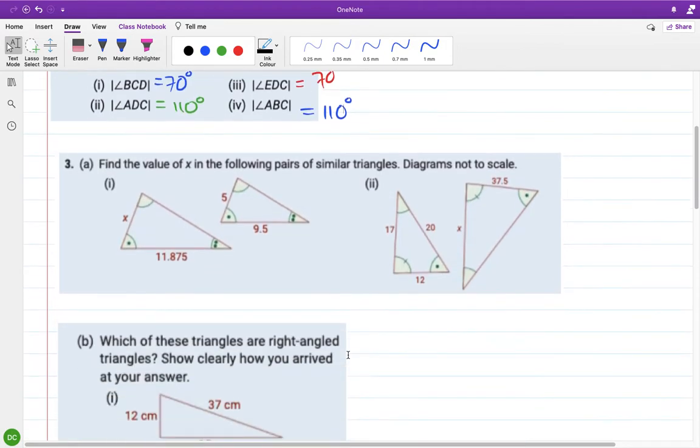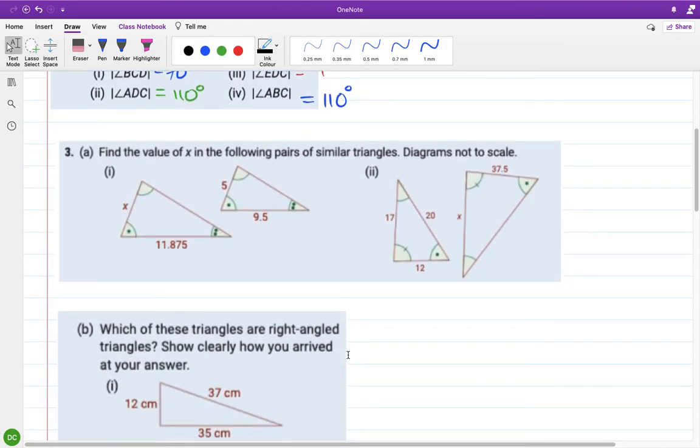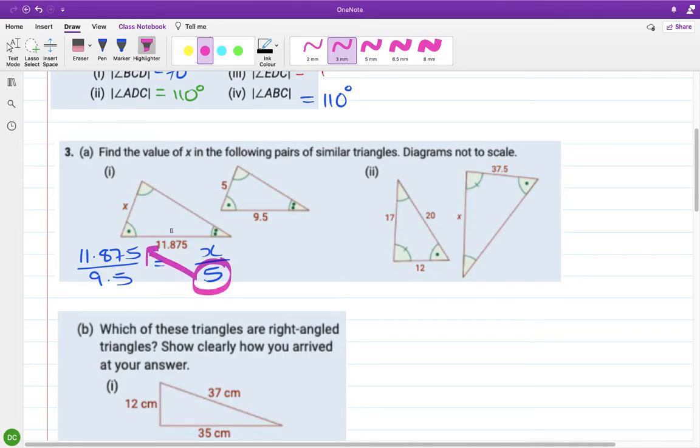Okay, moving on here. Find the value of x in the following pairs of similar triangles. So they're telling us they're similar. So I'm going to do the big one, 11.875 divided by 9.5 equals x over 5. Okay, so we cross multiply this one up here, this one up here.